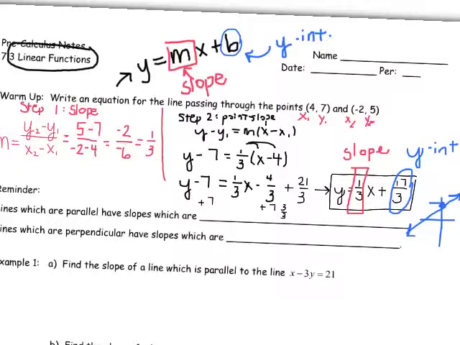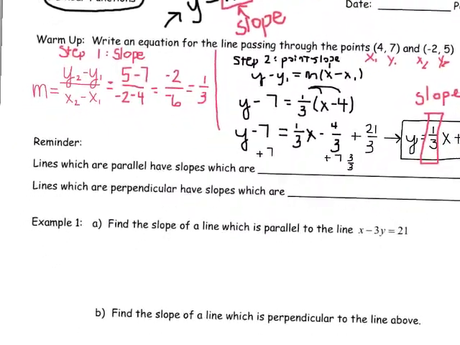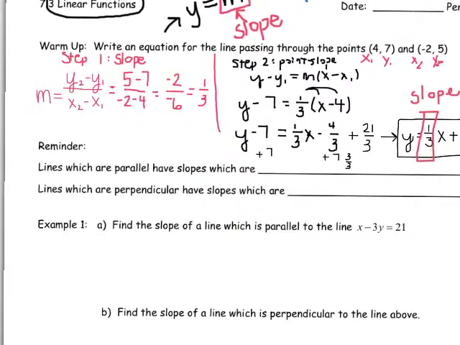All right. Let's do some more linear functions. Lines that are parallel have slopes which are the same. Because if you have two parallel lines, then they must rise and run the same amount in order for them to never cross. So I'm just going to put the exact same slope here.